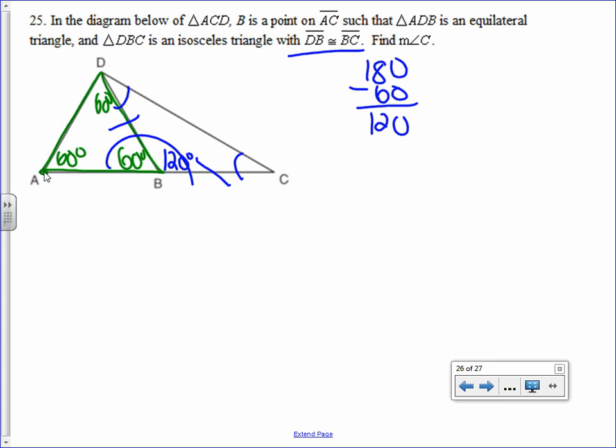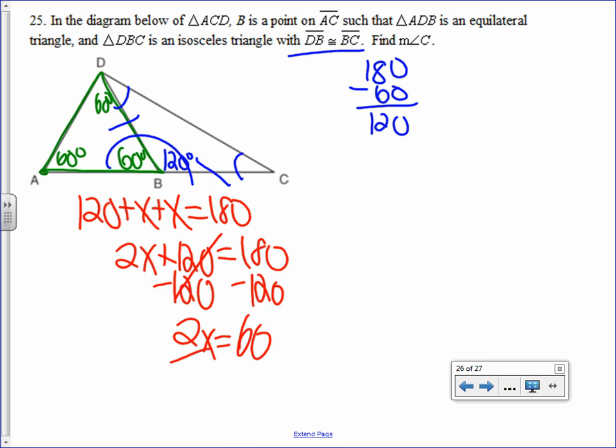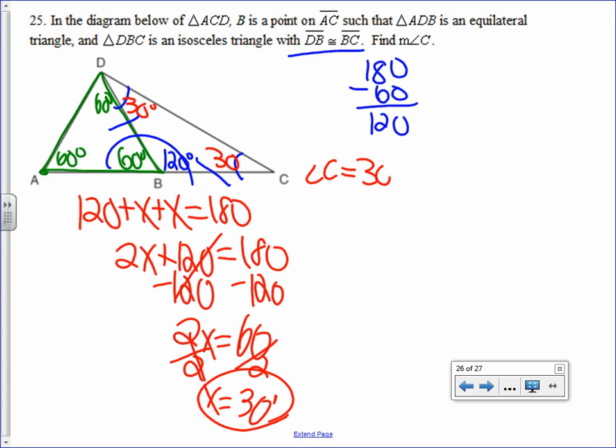Now I see angles of triangle. 120 plus X equals 180. Combine like terms. X is 30. So each of these angles is 30. Angle C is 30.